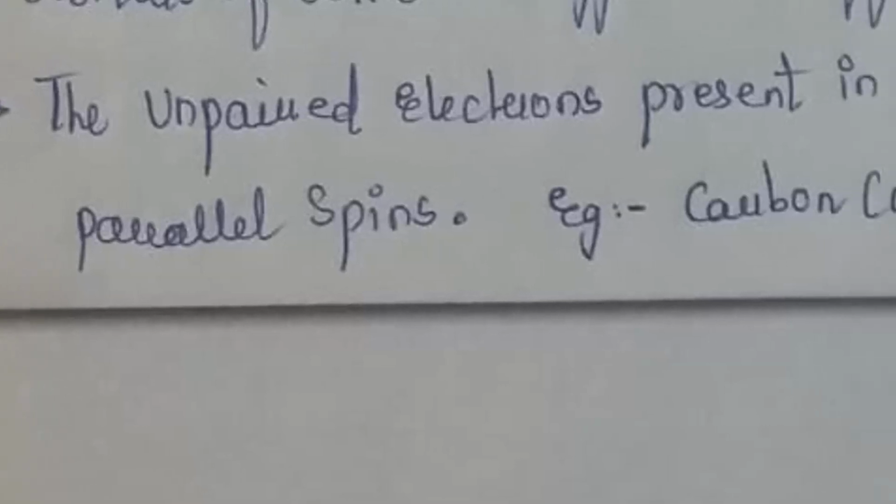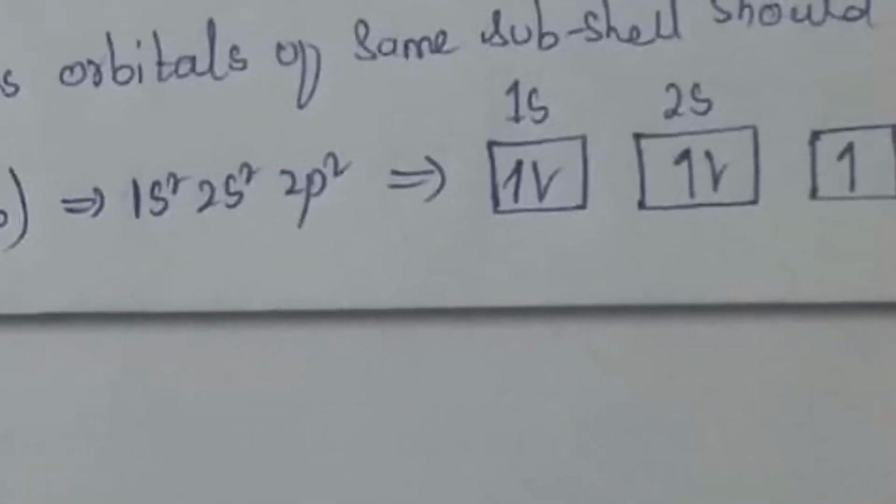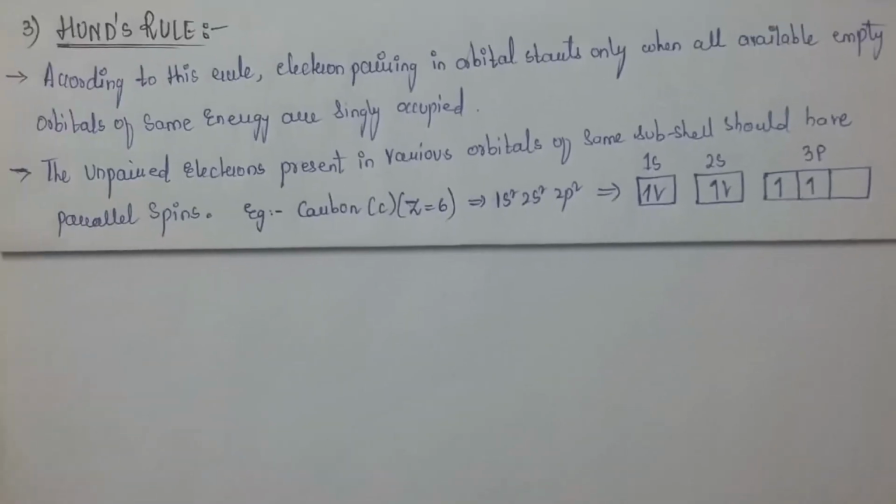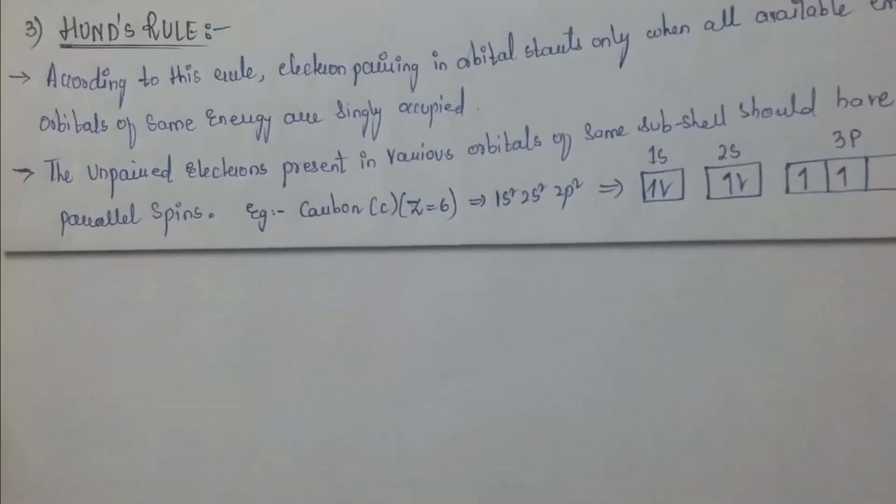For example, carbon C, Z is equal to 6. Electronic configuration 1s2 2s2 2p2. So first two electrons go in 1s orbital, second two go to 2s, and the remaining two electrons accommodate in 2p orbitals with parallel spins. This is the Hund's rule. So these were the topics in atomic structure.